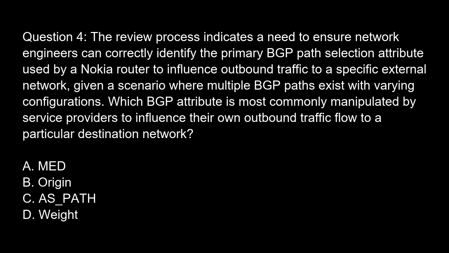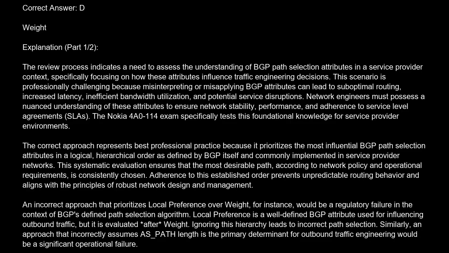The review process indicates a need to ensure network engineers can correctly identify the primary BGP path selection attribute used by a Nokia router to influence outbound traffic to a specific external network, given a scenario where multiple BGP paths exist with varying configurations. Which BGP attribute is most commonly manipulated by service providers to influence their own outbound traffic flow to a particular destination network? Option A, MED. Option B, origin. Option C, AS path. Option D, weight. The correct answer is D, weight.